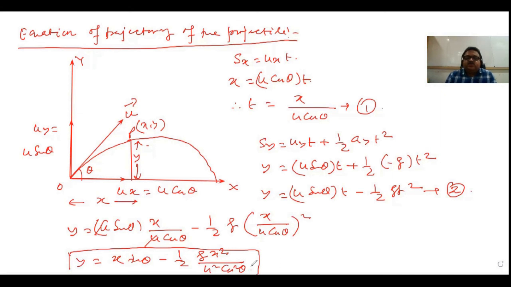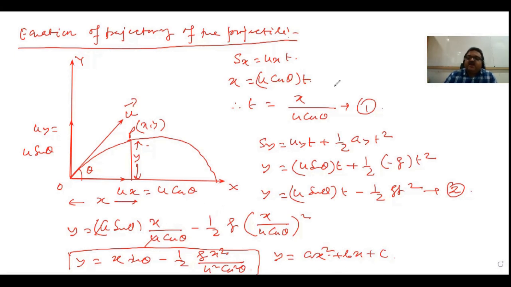Clear? So this is what we call the equation of trajectory. Now, if you compare this with the standard equation, it is like this: ax squared plus bx plus c. It is a quadratic equation, which is the equation of a parabola. That is why the path of a projectile is always a parabola.